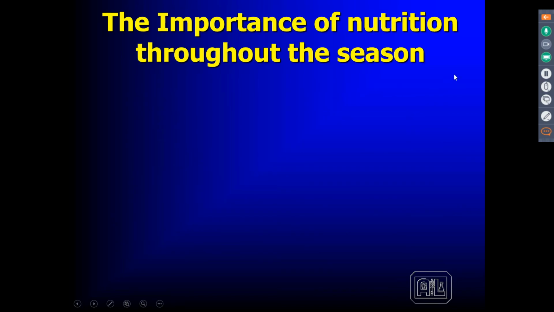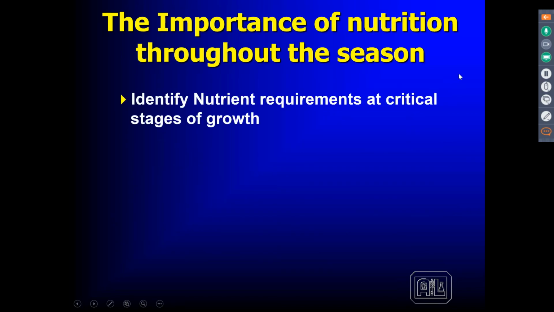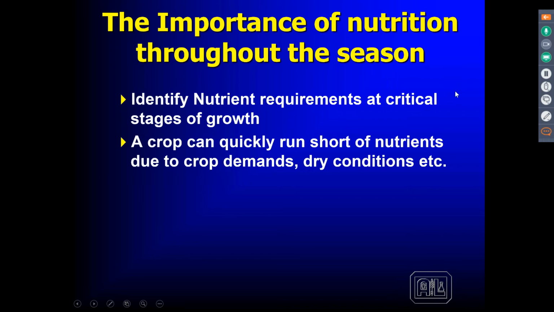The importance of nutrition through the season and identifying where these are at different stages is key. So we need to know what stage of growth you're at on your tissue report so we can give you the ideal ranges. And you need to know, because at different stages of growth some of these things will change. When we go from vegetative to reproductive, nutrients can run short very quickly.